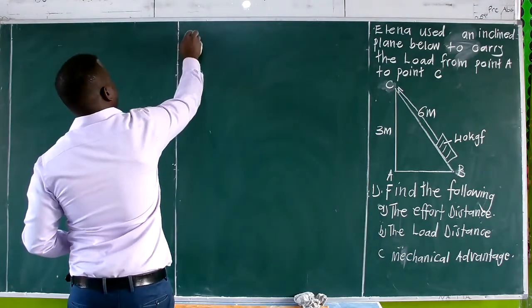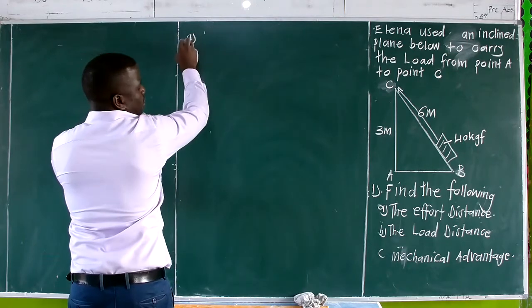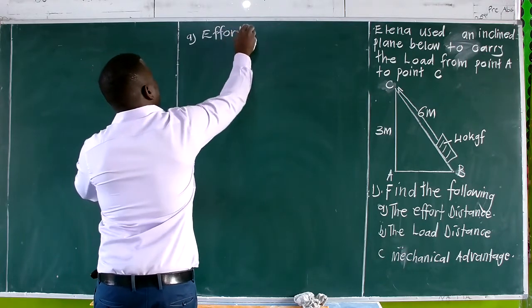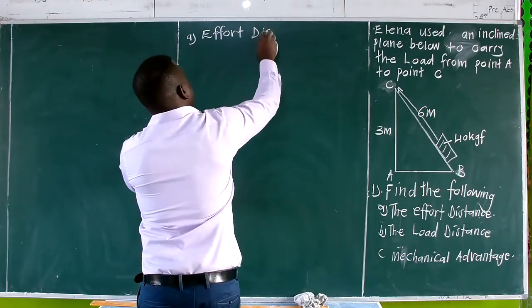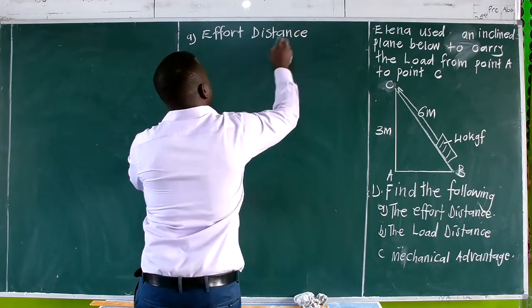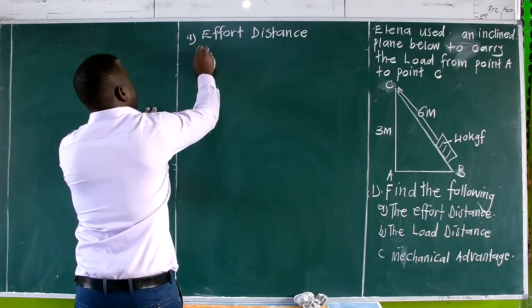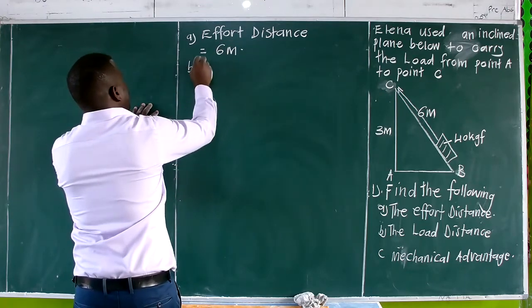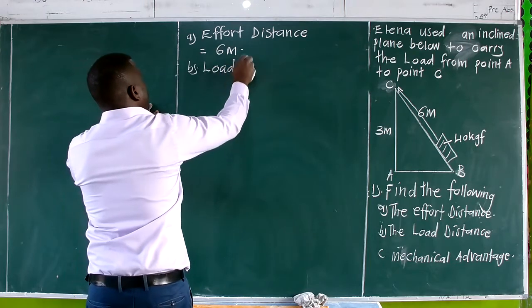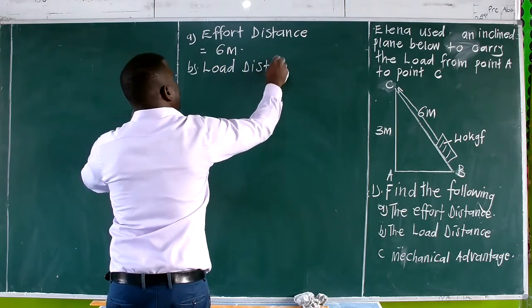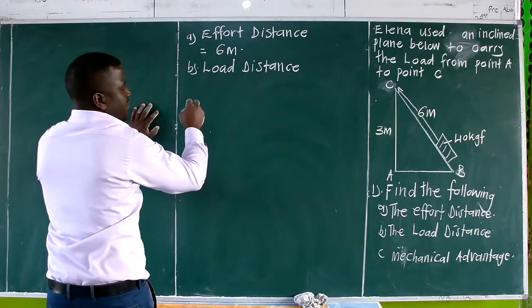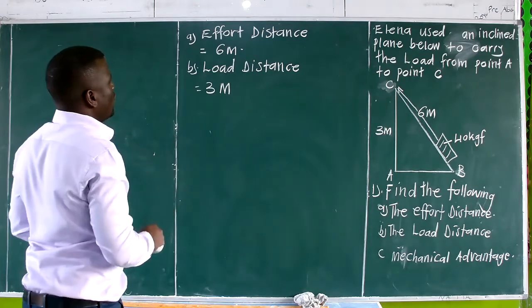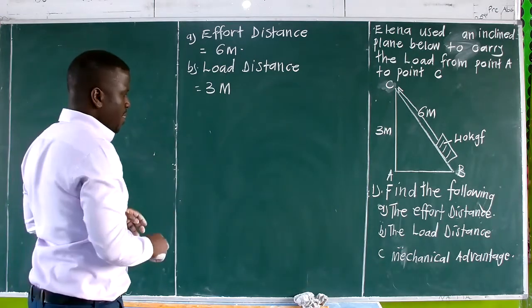Part A, we said effort distance is 6 meters. Then part B, load distance. Load distance is 3 meters.